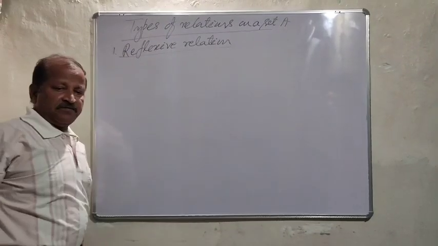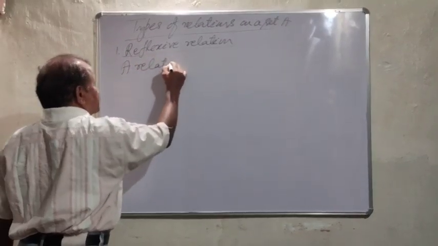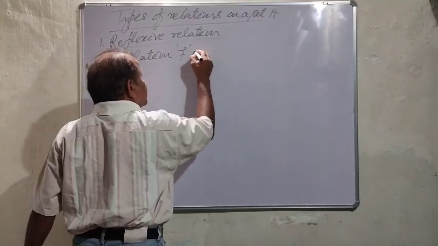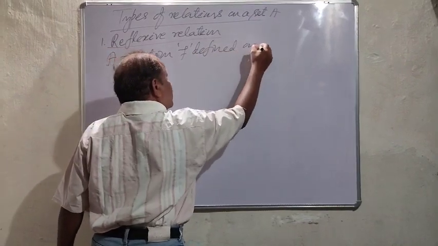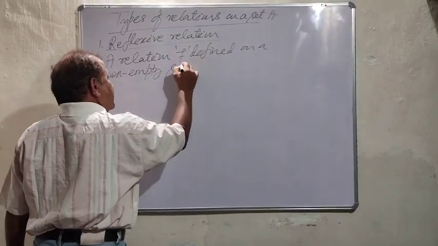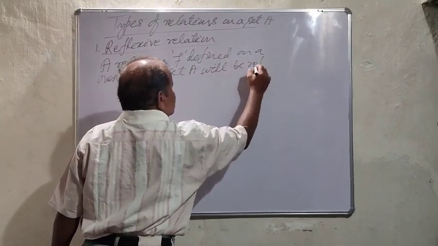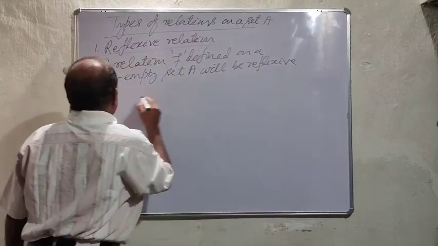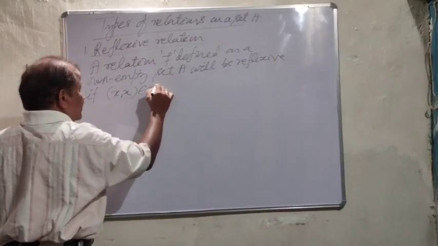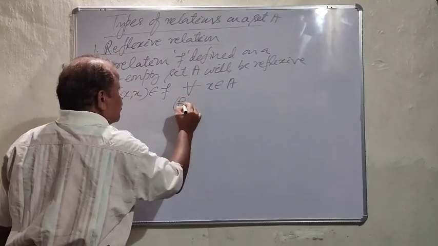What do you mean by reflexive relation? A relation F defined on a non-empty set A will be reflexive if (x, x) belongs to F for all x belongs to A. Yes, this is for all.